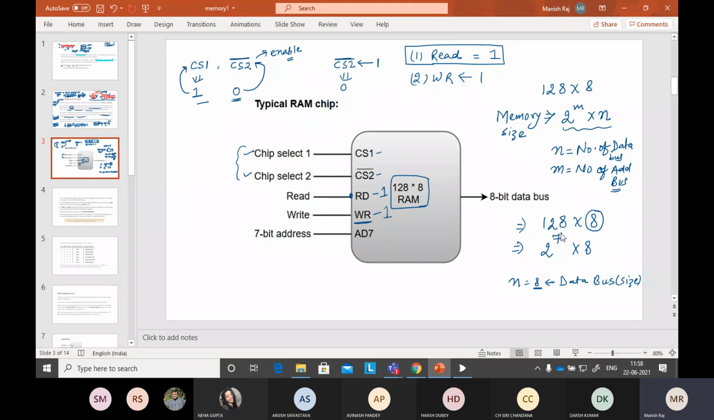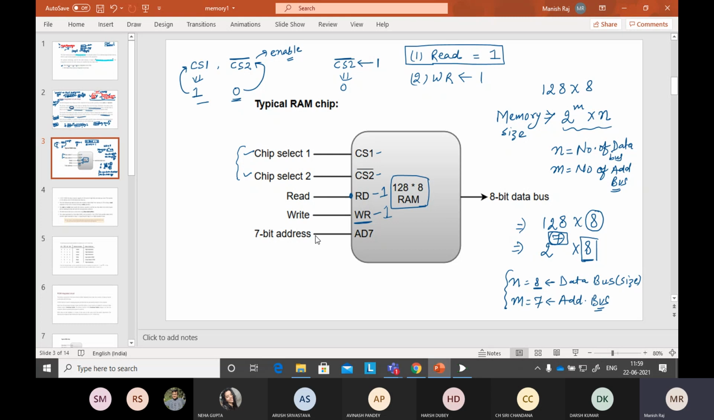So 7 is the number of address bus lines, so m is equal to 7. You are using 7 address bus lines to make this type of structure. If the size is this, you are using an 8-bit data bus and a 7-bit address bus, and according to that, you are making the size of the RAM, that is 128 into 8.